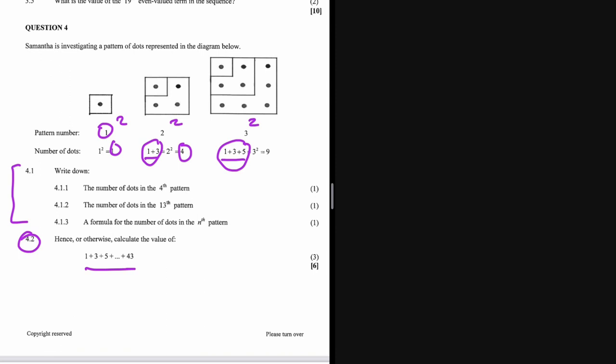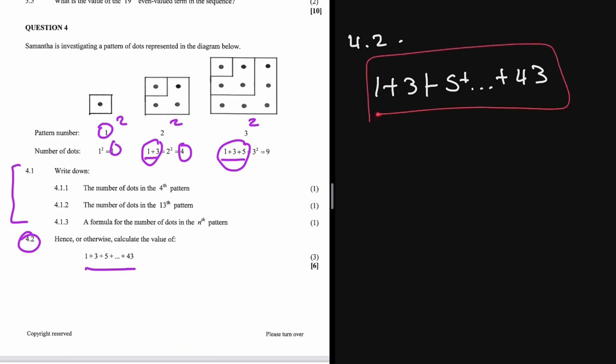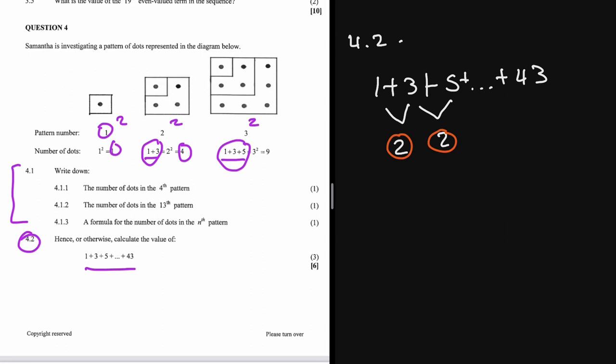So now, if we look at what we are looking for, we have this question as 1 plus 3 plus 5, and then the last term is 43. Looking at this pattern, we can see that it is a linear pattern, because the difference is constant. For example, if you say 3 minus 1, you get 2. Then if you say 5 minus 3, you get 2. Therefore, this pattern has a constant difference. So this is a linear pattern.